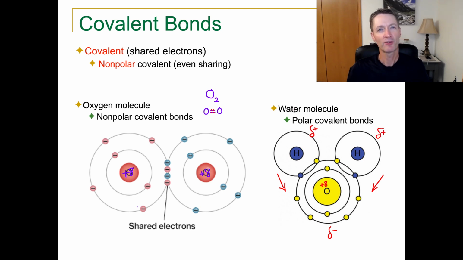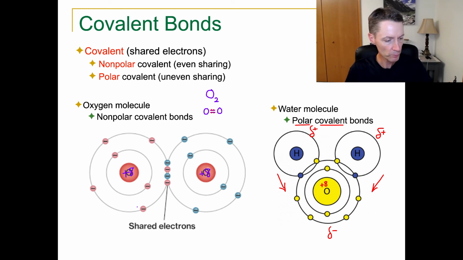This is like a tug of war between the 2 little guys and this big guy here, this oxygen atom. So we have an unequal sharing. It's still a sharing of electrons going on, covalent, but unequal means polar. There's going to be this charged situation because there's a polar covalent, uneven sharing of those electrons. Okay?